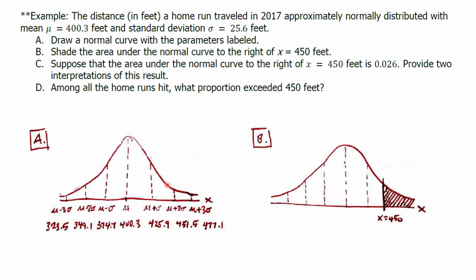Feel free to identify this on the same graph. I just showed 2 different graphs so you can see how I got the normal curve visual here for B. I labeled it x equals 450, and my directions tell me to shade the area under this normal curve to the right of this value. So I then shaded here on the right-hand side.